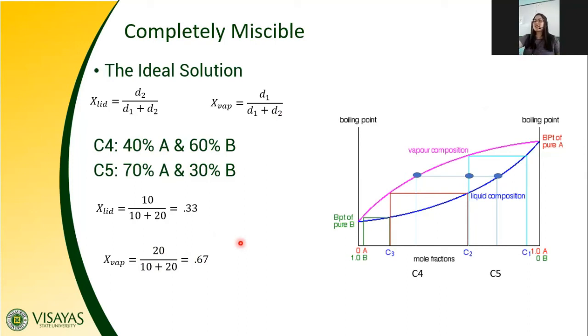So these are the mole fractions of the liquid phase and the vapor phase. This is how you interpret the binary phase diagram, specifically the temperature-composition phase diagram.